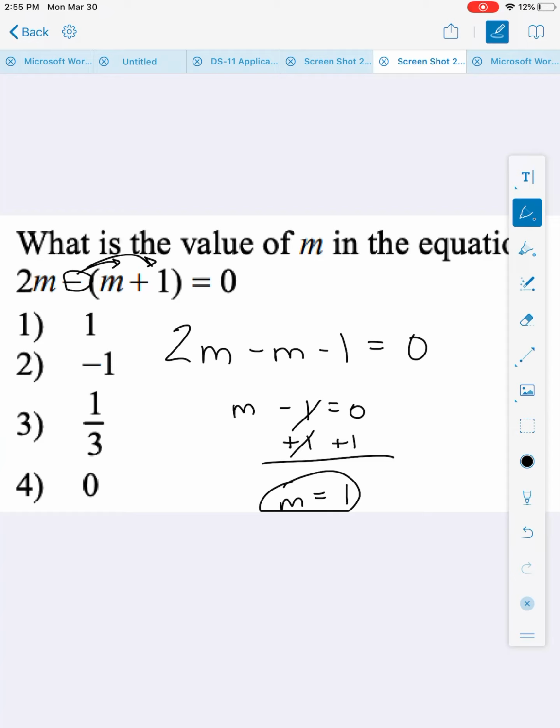And you can check your work and substitute a 1 back in. Therefore, we have 2 times 1 minus 1 plus 1 equals 0. And I do get 2 minus 2 equals 0, and it's true.